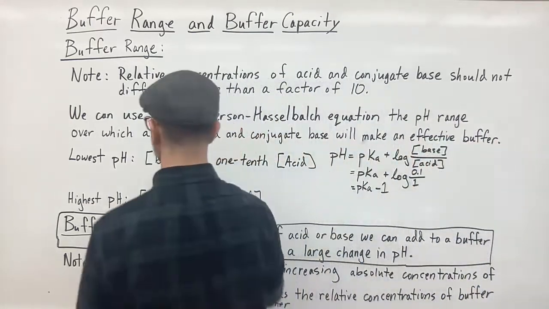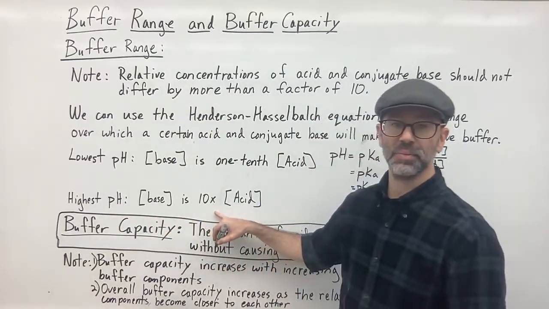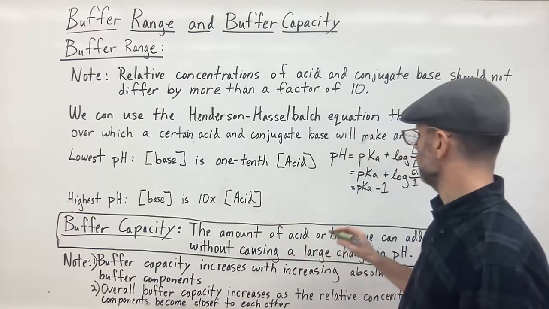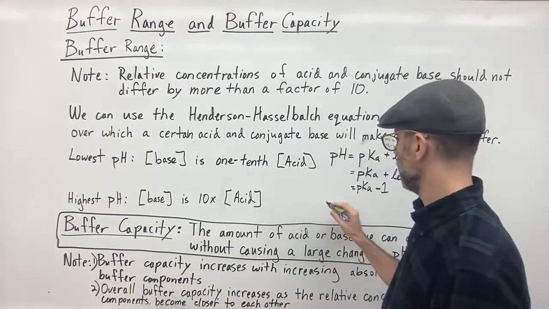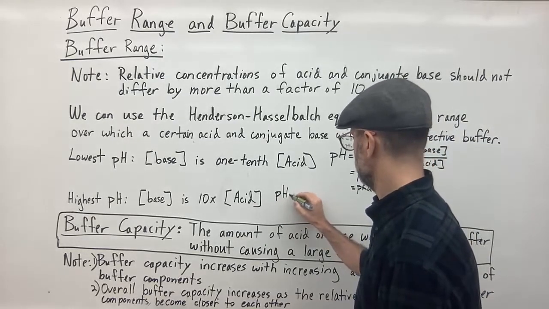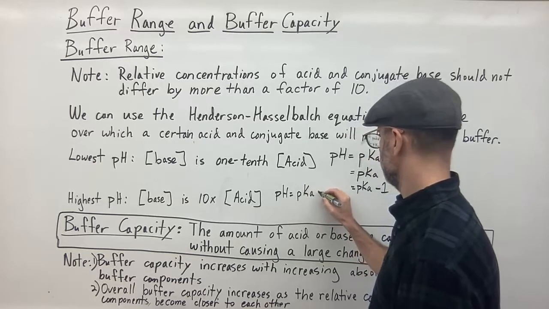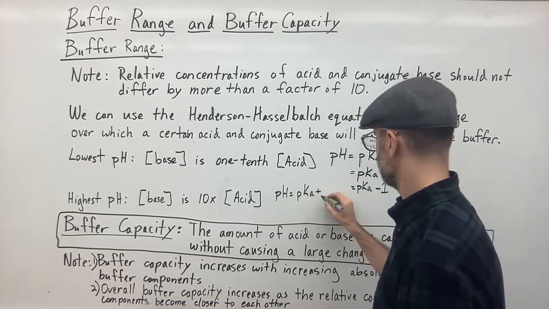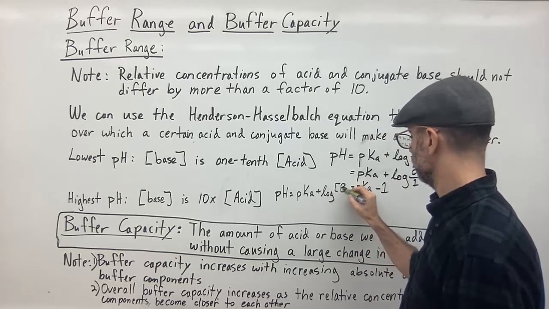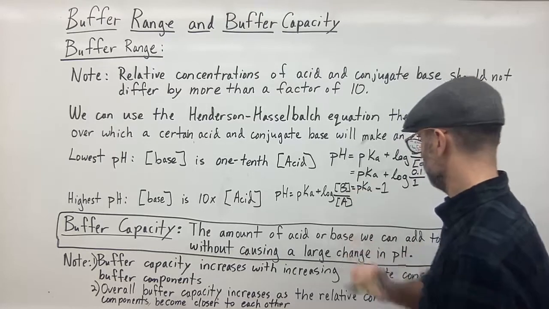Then for the highest pH, that's when the base is 10 times the concentration of the acid. So it's flipped now. If we use our Henderson-Hasselbalch equation again, the pH is going to be equal to pKa, and again that's plus the log of the base over the acid.